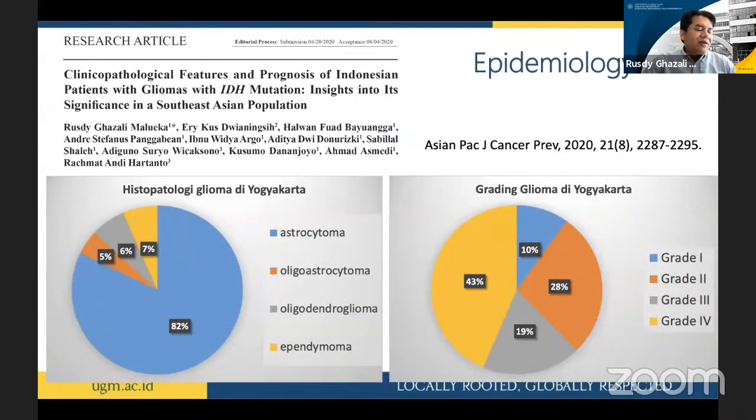We see the data from our hospital in Yogyakarta. Among the gliomas, the most common is astrocytoma, at 82% in Yogyakarta, followed by ependymoma and so on. Of the astrocytomas, 43% are high grade, grade 4 astrocytoma or glioblastoma, followed by grade 2, the diffuse astrocytoma, and grade 3. And the last is grade 1.